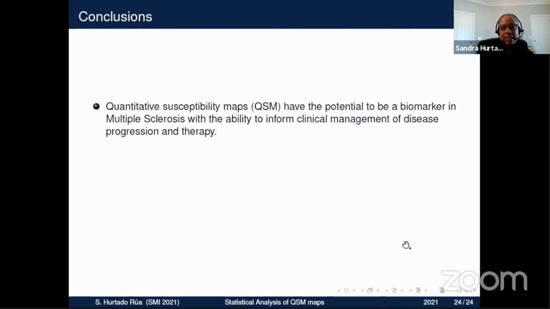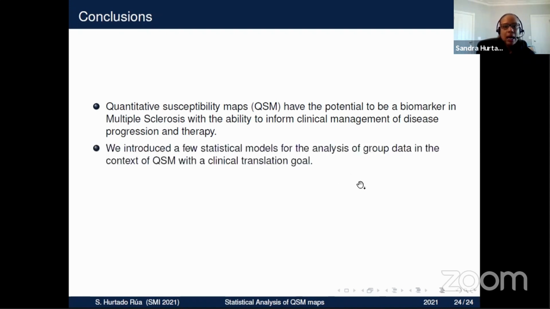But this is work in progress. To summarize, we have shown that QSM has the potential to be a biomarker in multiple sclerosis, and not only that, we have started analyzing how this can be associated with clinical outcomes, with the ability to inform clinical management of the disease and also targeting of treatment.